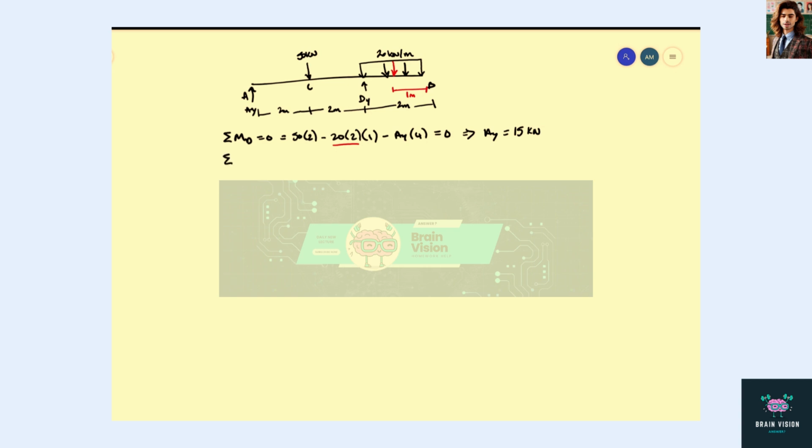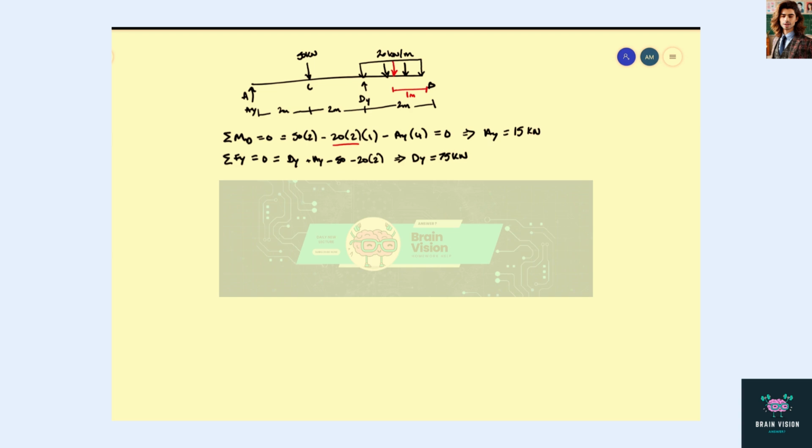And now I'm going to solve for dy, and doing that I'm going to do the sum of forces in the y direction. And so we have dy plus AY minus 50 minus 20 times 2. And we already know what AY is, so we can just plug that in. And solving for dy, we get 75 kilonewtons.